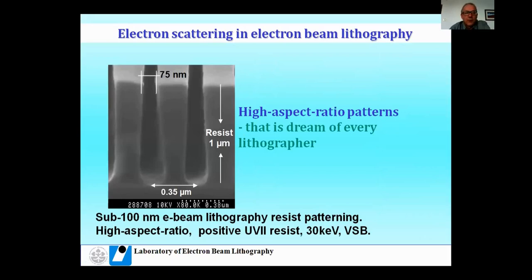So this was a negative resist, and this is a positive resist, where the main requirement in lithography is high aspect ratio of structures. That means the line width versus thickness. There you can see positive resist, thickness 1 micrometer, and the spacing between structures is less than 100 nanometers. That is a good structure, with nearly vertical side walls, which is necessary for subsequent etching.